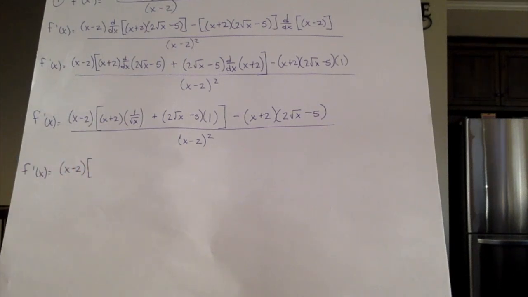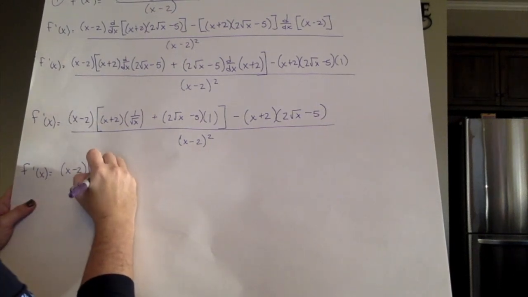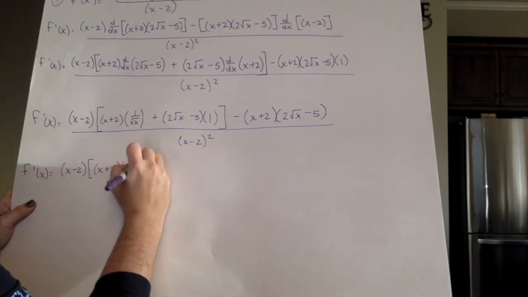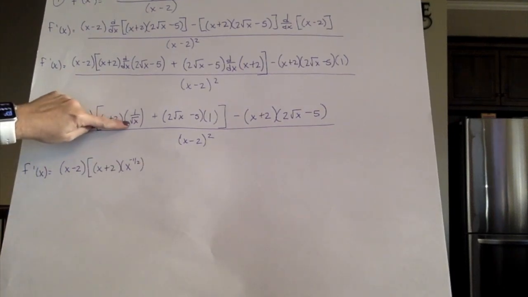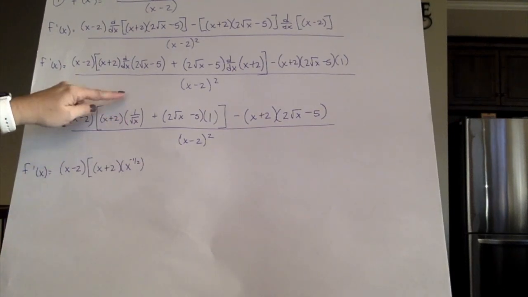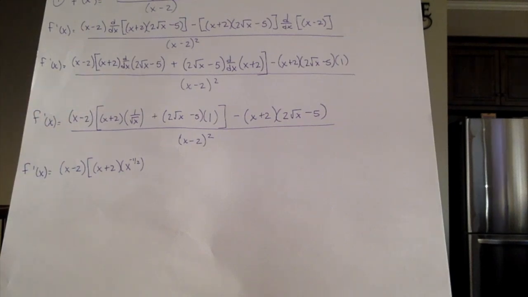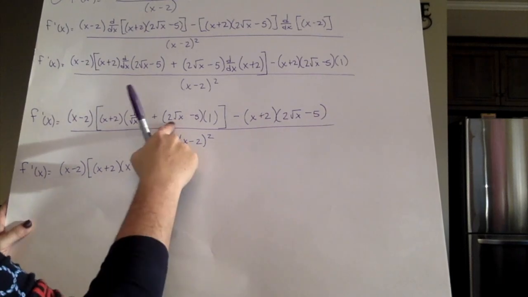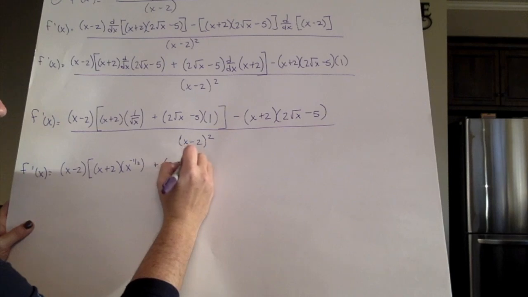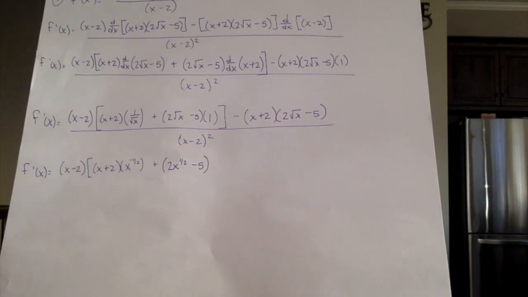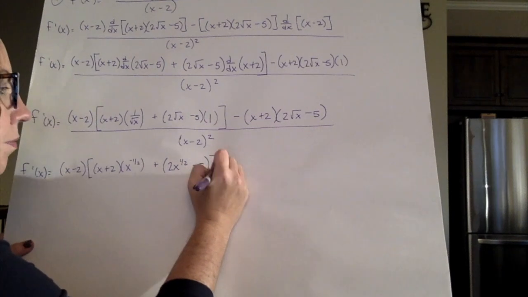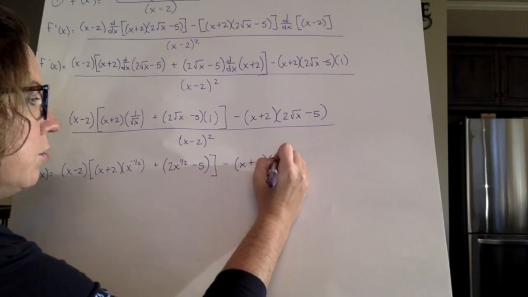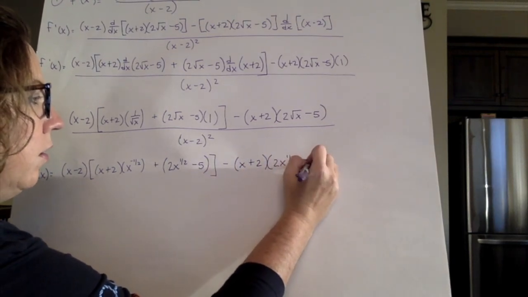Now, in this bracket, I'm going to recognize that this is really x plus 2 times x to the negative 1/2 power. I can rewrite the square root of x as x to the 1/2. When I move it, then it's negative 1/2 power. And then I'll have plus, I'm going to rewrite this as 2x to the positive 1/2 power minus 5 times 1 is still just that. Minus, I'm going to go ahead and rewrite this using the exponent instead. So 2x to the 1/2 minus 5.